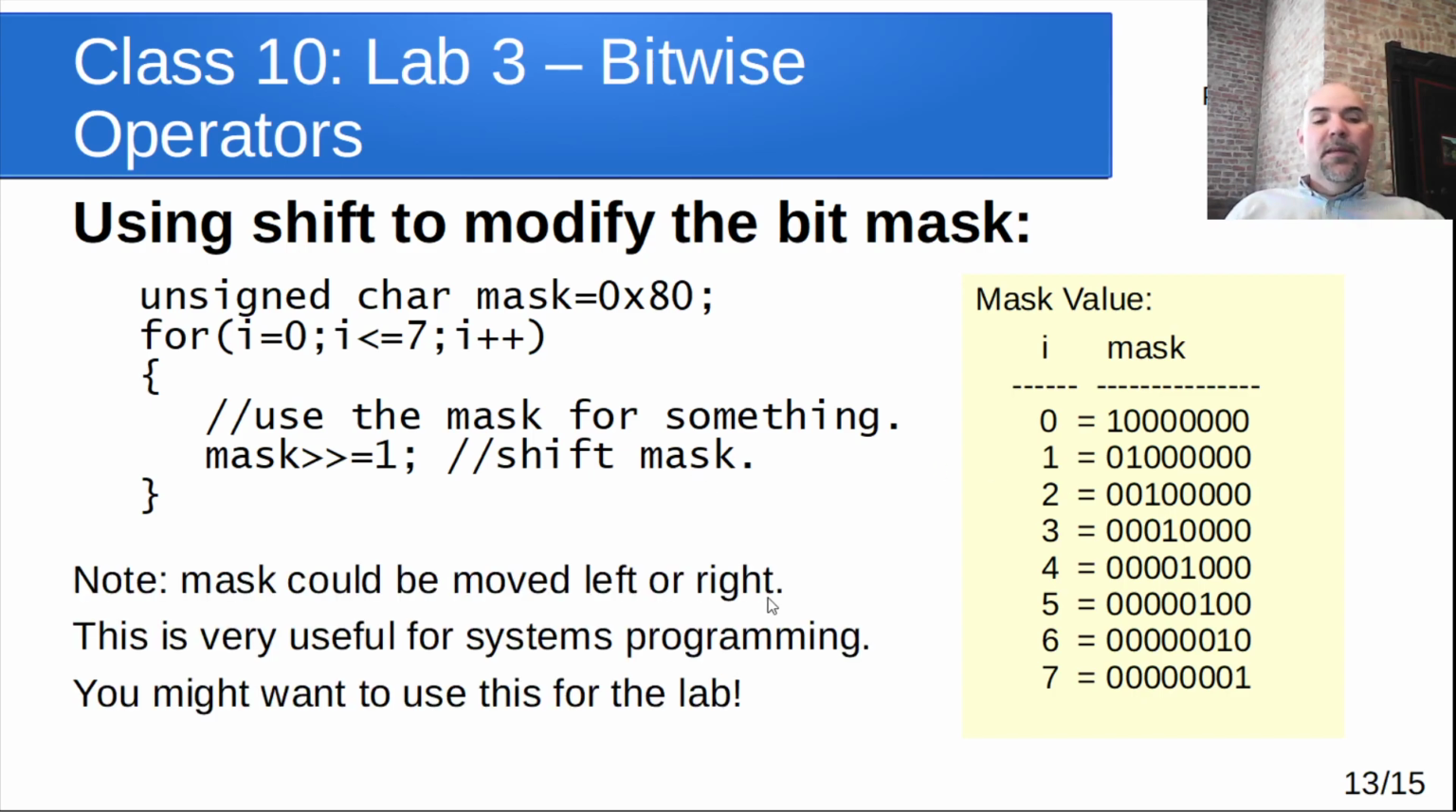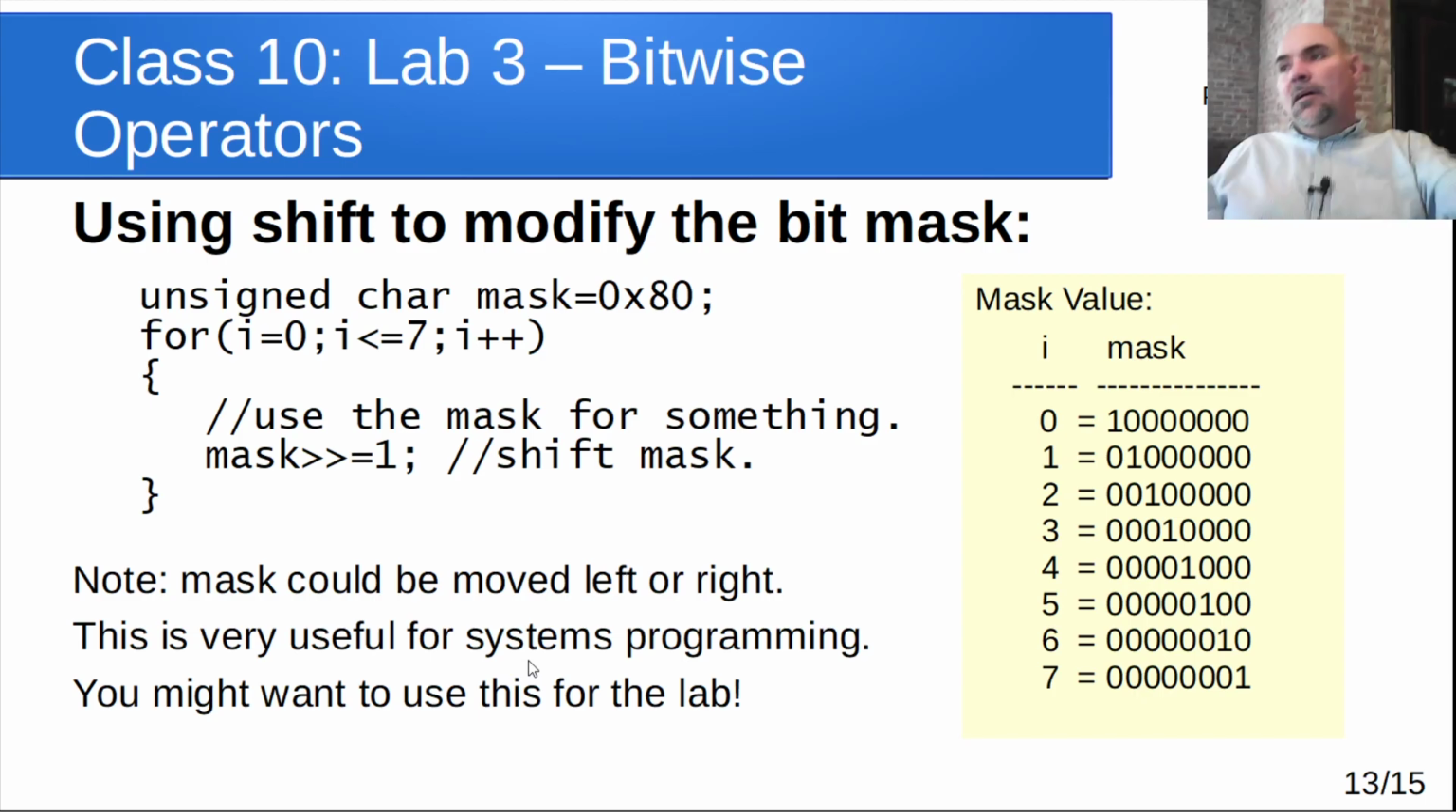Notice you could also have a mask on this end where the mask starts with a 1 here and you shift it the other way. Just use shift left equal 1, and then we could make it ripple across the other way. And that can be really useful for systems programming tasks where we need to take something that's in a group of bits and then isolate them and look at them one at a time for some reason. And as we'll see when we take a quick look at the lab, that might be something you want to do for the lab as well. And so just keep that in mind.